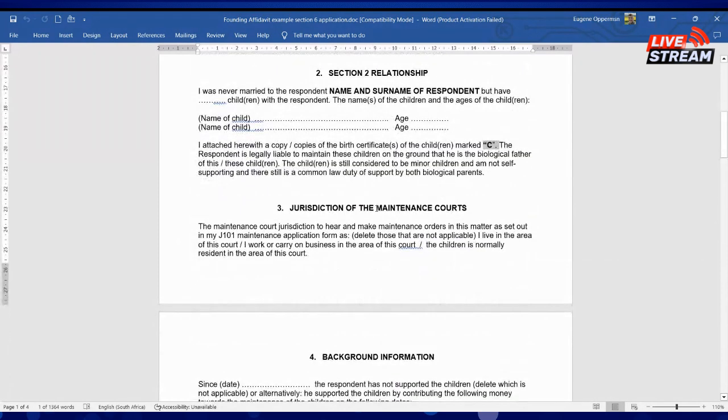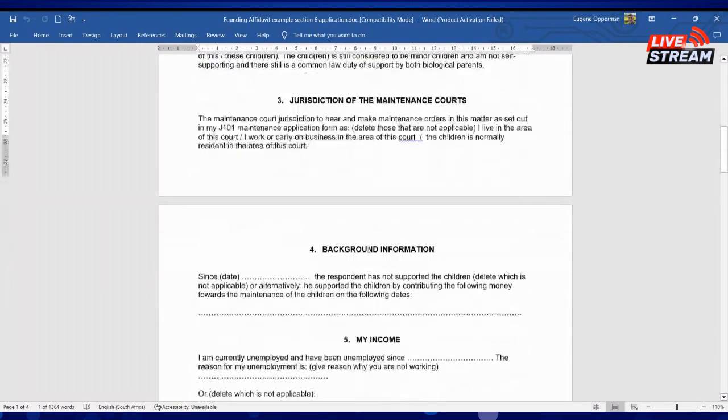Right. Jurisdiction, that is just a normal one. Here you can delete what is not applicable to say, all right, I'm going to a court in the area where I live or where I work or carry on business, or where the children are normally residing. You can just draw a line through the portion that is not applicable.